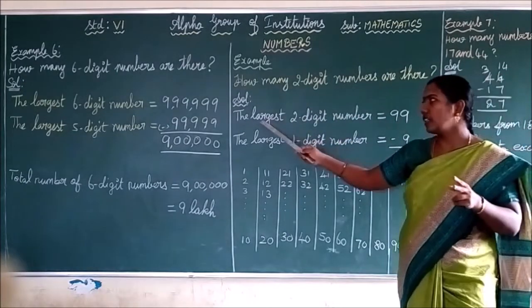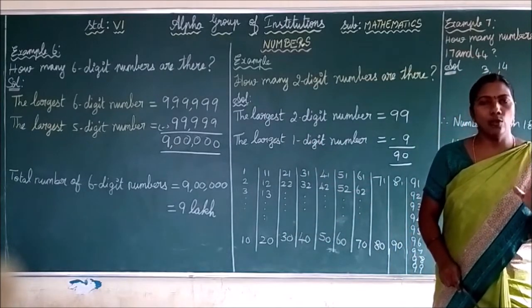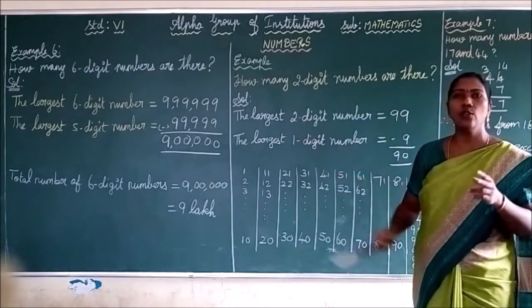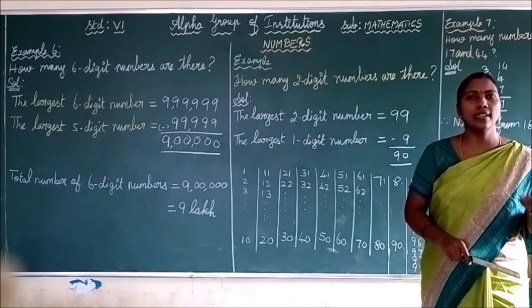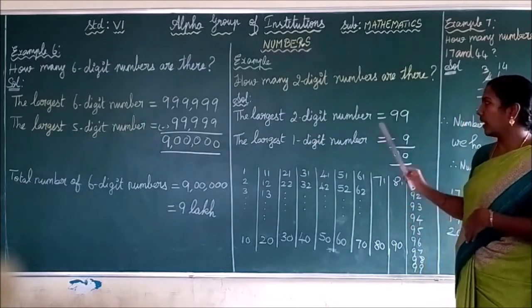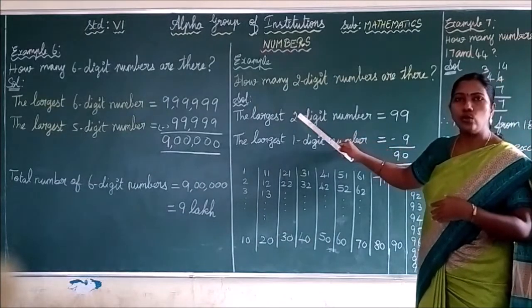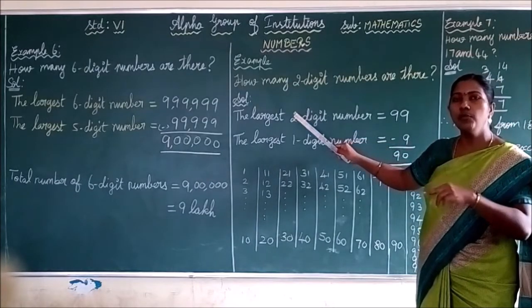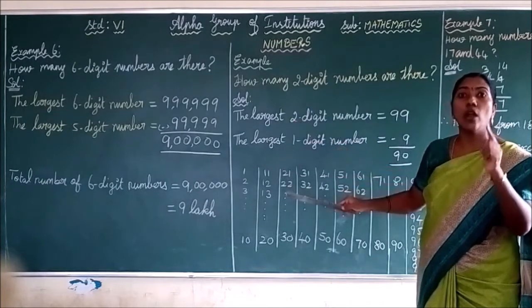99. When the word largest comes, automatically you have to remember 9 only. 2 digit means you write 9 two times, and 3 digit means 3 times 9, that is 999. 2 digit means 99. Is it clear, children? Thus we have 99. After that, the number of digits is 2. What is the number before 2? 1. Next you have to write the largest 1 digit number.